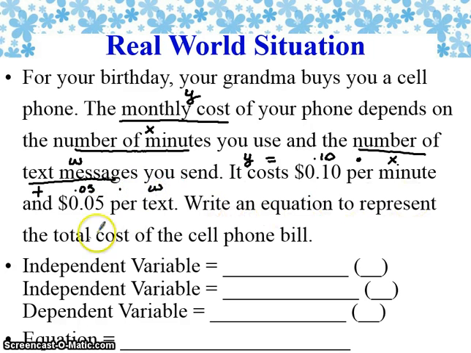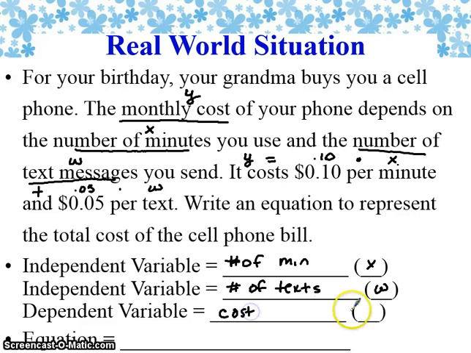Write an equation to represent the total cost of the cell phone bill. So as we talked about, we know we have two independent variables, the number of minutes that we use, which we called X, the number of text, which we called W, and our dependent variable is the cost, which we called Y. We also have our equation here based on our keywords, and we have that our equation is y equals 0.10x plus 0.05w.